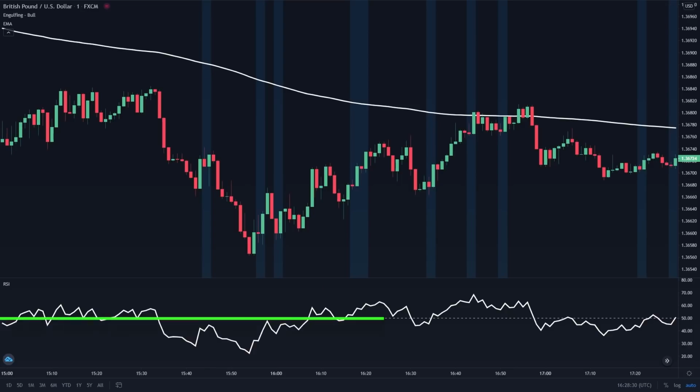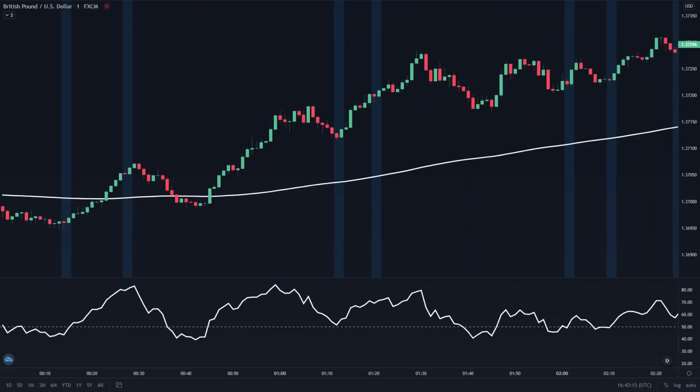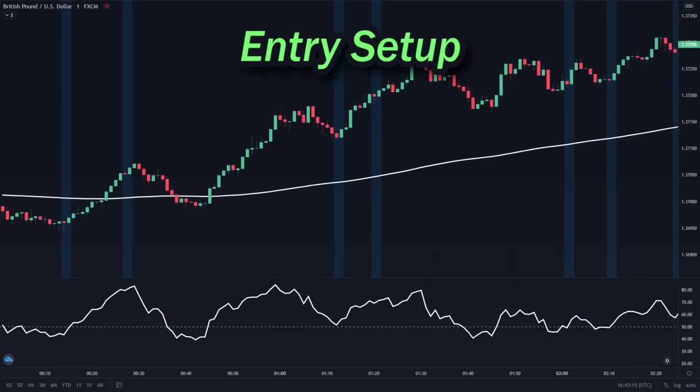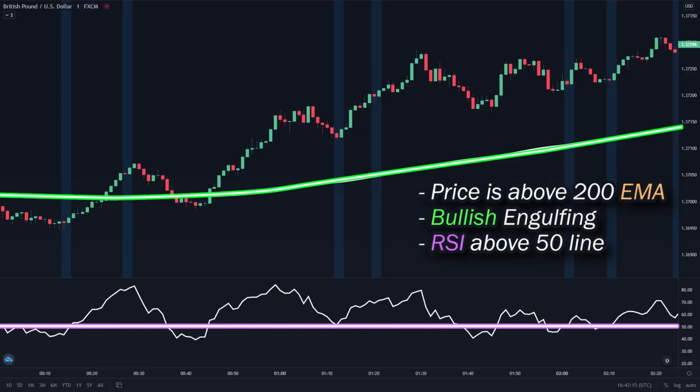So now you have a single line in the middle of the RSI. Next, I'm using the 1-minute time frame. For your entry setup, if the price is above the 200 EMA, while a candle shows a bullish engulfing pattern, while the RSI is above the 50 line, you take a buy position.